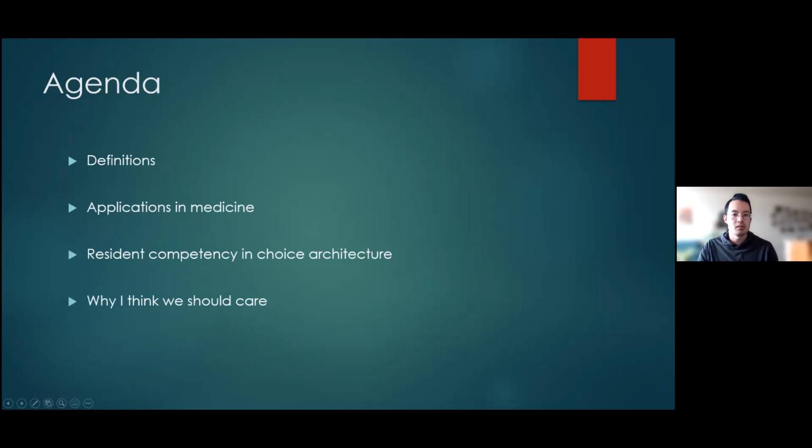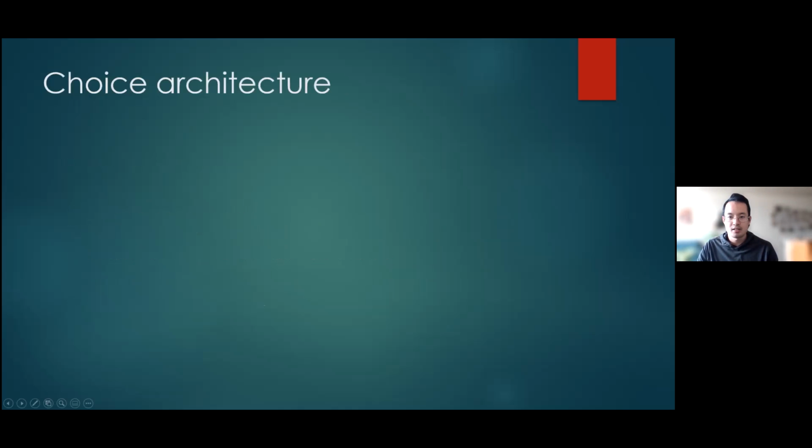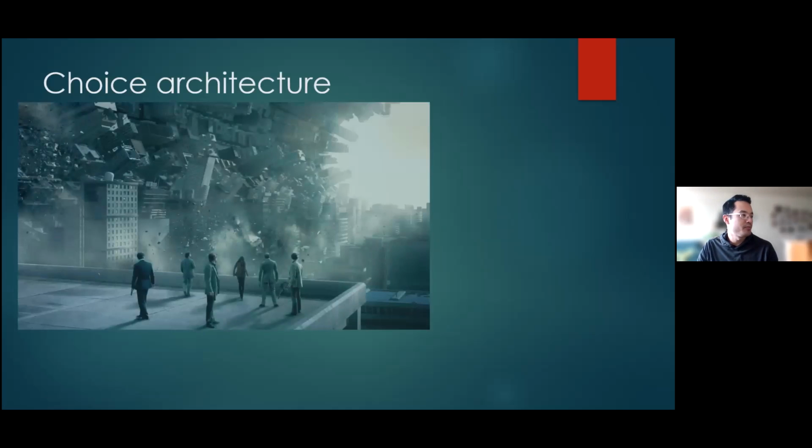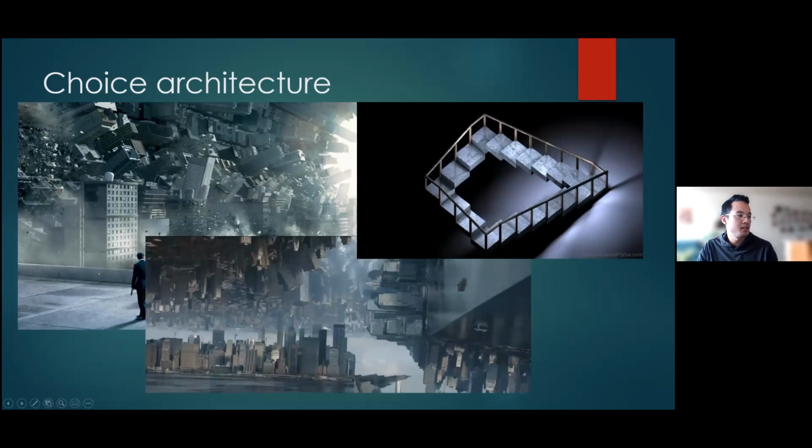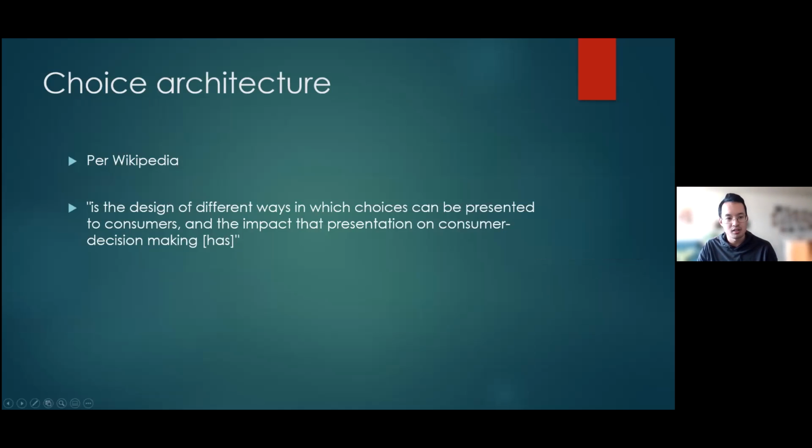Anyway, the agenda today is to go over the definitions, like what is choice architecture, the applications in medicine, trying to figure out where we fit in as residents and why I think we should care about this topic. So choice architecture is kind of like mental gymnastics, thinking about how you're going to put things together in your mind. But the Wikipedia definition is the design of different ways in which choices can be presented to consumers and the impact that presentation on consumer decision-making has.